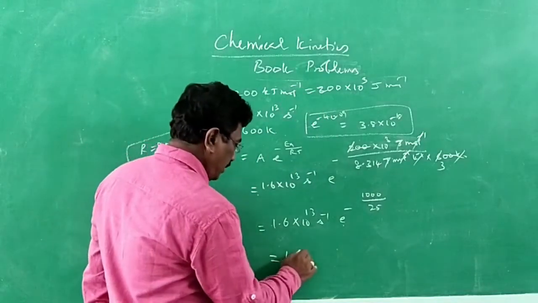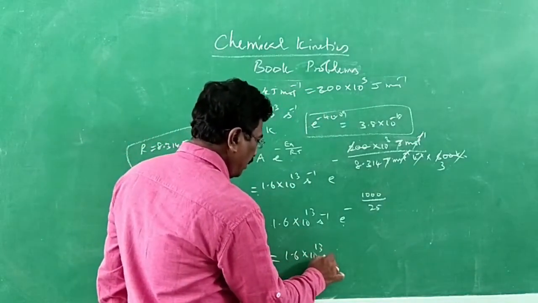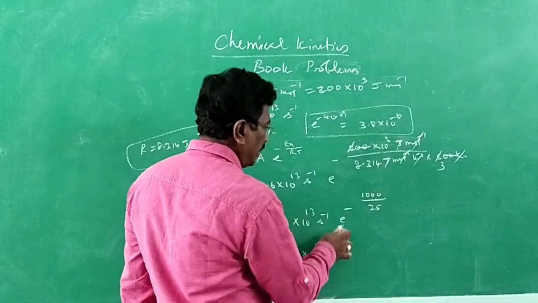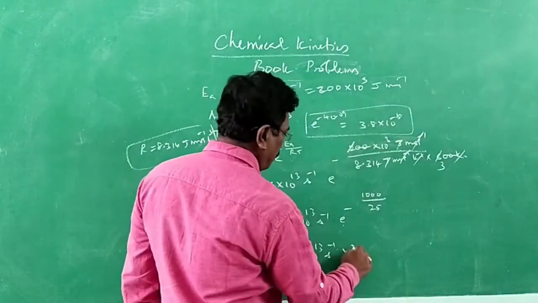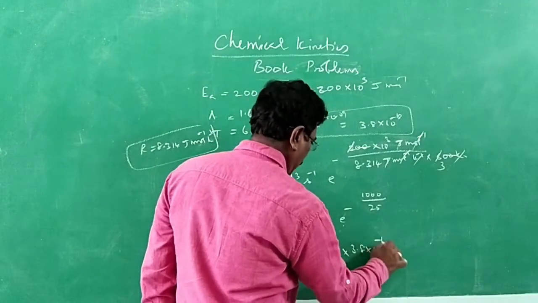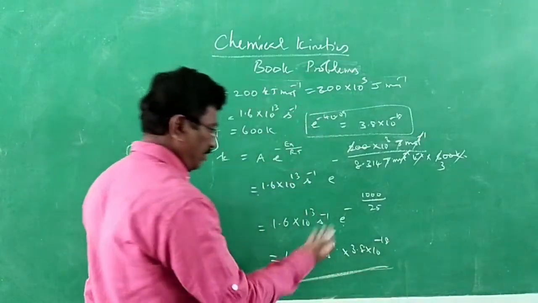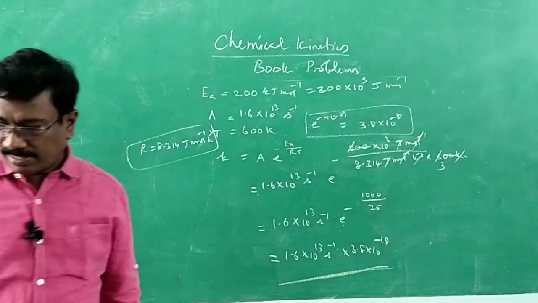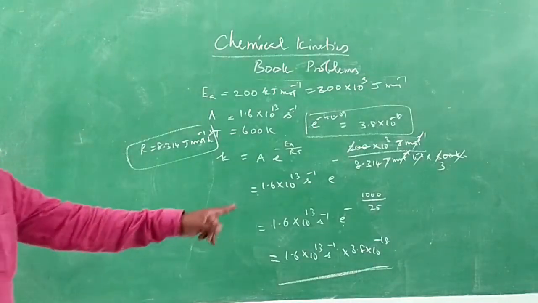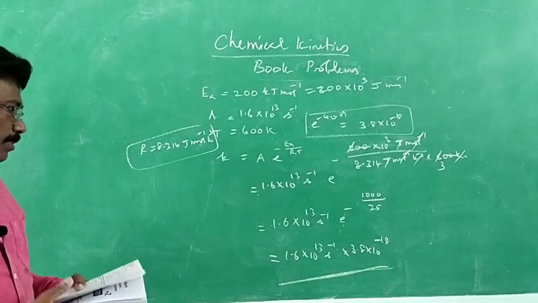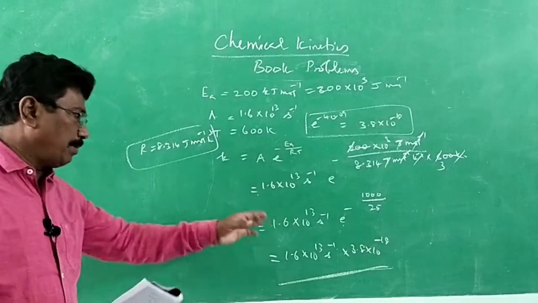So 1.6 into 10 power 13 per second into e power minus 40, which is nothing but 3.8 into 10 power minus 18 collisions per second. You just multiply and you will get the answer, that's all. 10 power minus 18, here 10 power 13. So 10 power minus 5 we will be getting, again upon multiplication you will be getting some value.